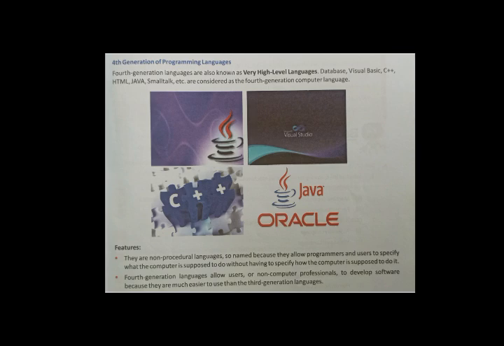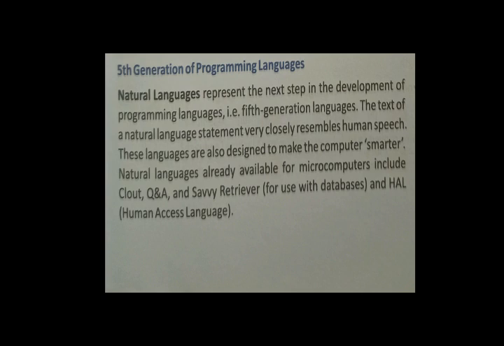Now, fifth generation language, natural language, represents the next step in the development of programming language. The text of a natural language statement very closely resembles human speech, which means this language is provided by using a human language, what we are talking. These languages are also designed to make the computer smarter. The natural languages already available for microcomputers include Clout, Q&A and Savvy Retriever for use with a database, and Human Access Language, which is known as HAL.